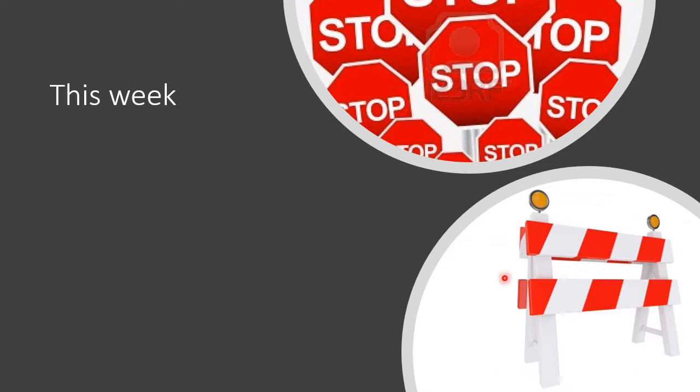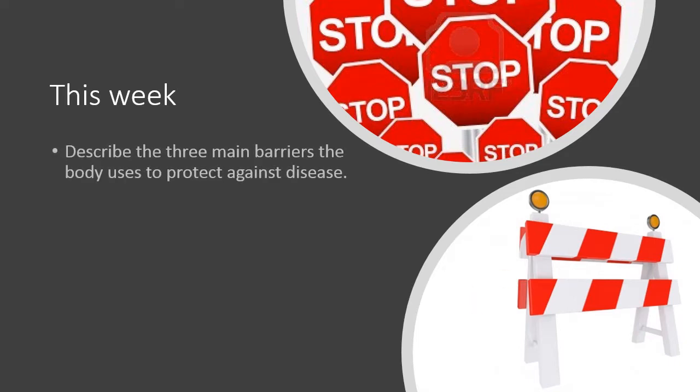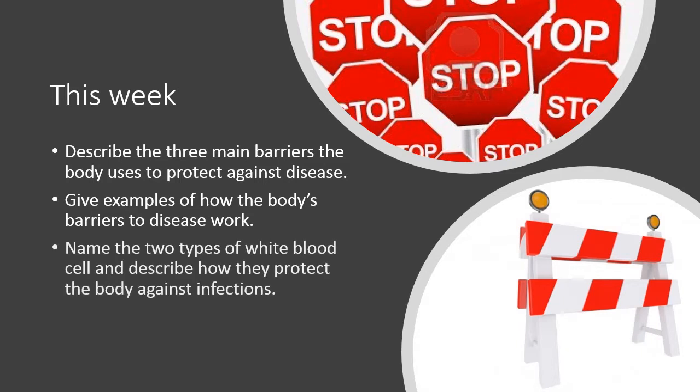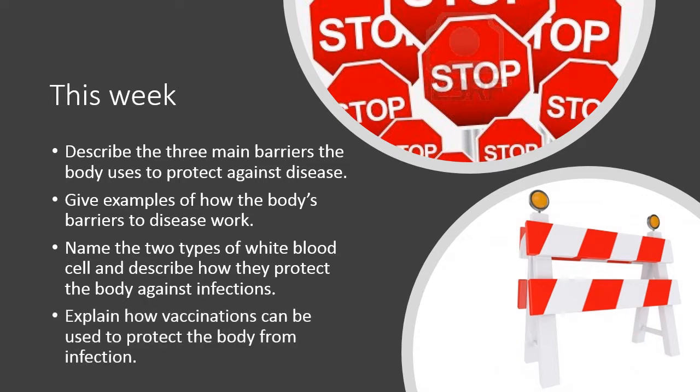So this week we are going to be looking at describing the three main barriers the body uses to protect against disease or against pathogens. Give examples of how the body's barriers to disease work. We're going to be talking about the two types of white blood cell and describing how they protect the body against infections. So you might have thought there was just one type of blood cell, but actually there are two, and we're going to talk about those later. And we're going to explain how vaccinations work and how they can be used to protect the body from infection.